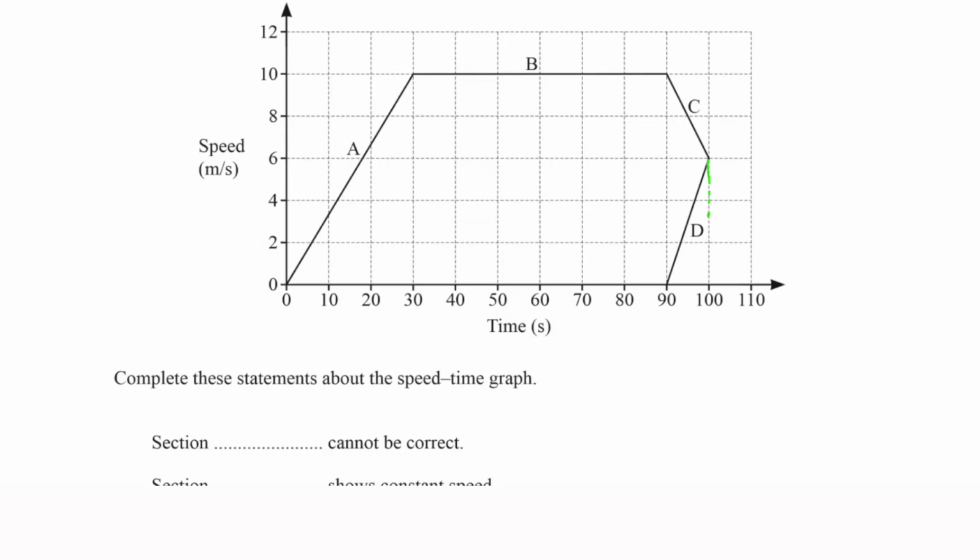See, this was 100 seconds at this time, and at point D it should be more than 100, right? If it is going back, it is not possible. So section D is wrong because you should know that time in any of the factors will not stop.